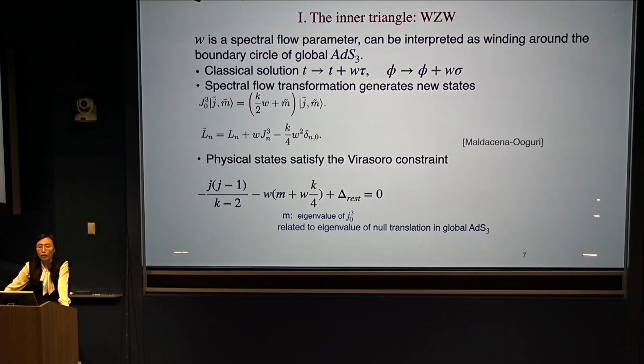We know the physical states have to satisfy the Virasoro constraint. Because of this non-trivial winding, the Virasoro constraint will get an additional contribution due to the winding. So we'll go back to this fact later.